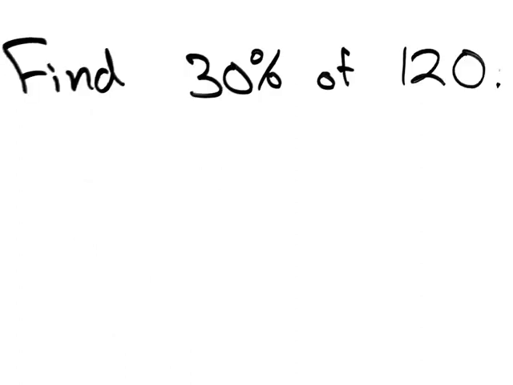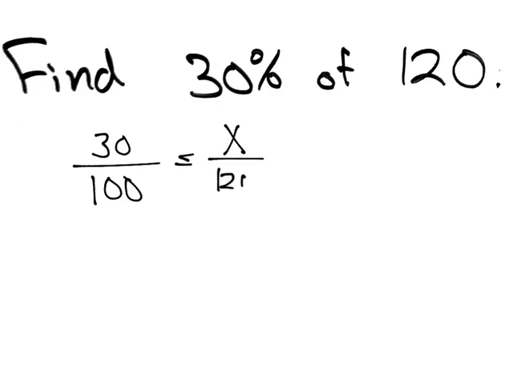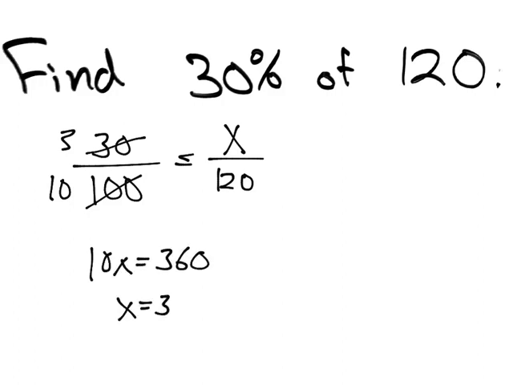Find 30% of 120. Well, 30 over 100 is our percent side. The other side would be, well, we don't know what we're finding. Of tells us that 120 is our bottom. We can reduce this over here to 3/10. Cross multiply, we get 10x equals 360. Divide by 10 and x equals 36.